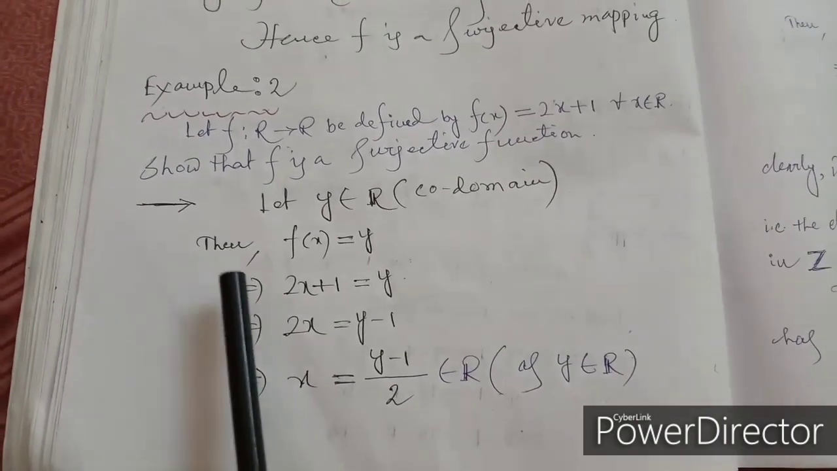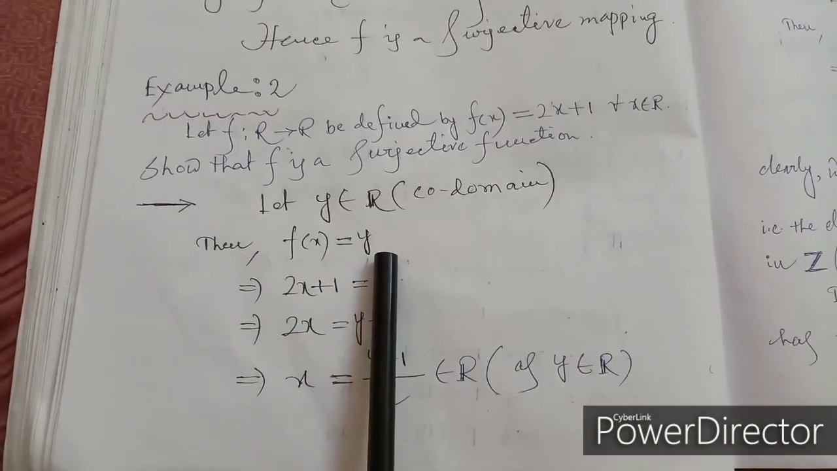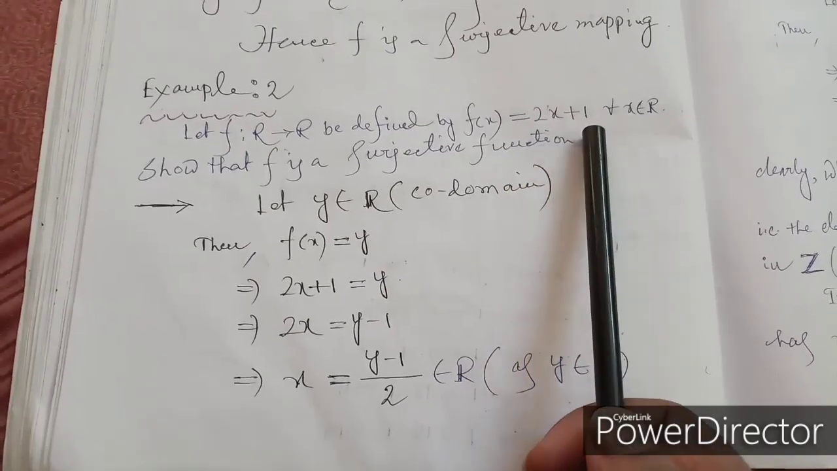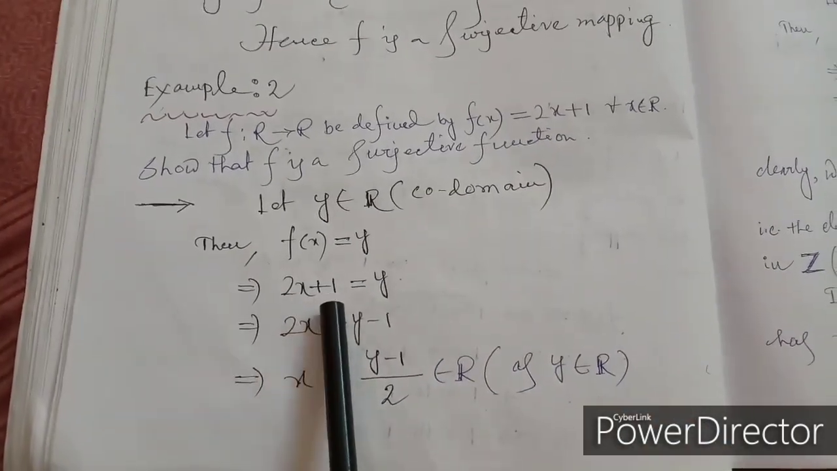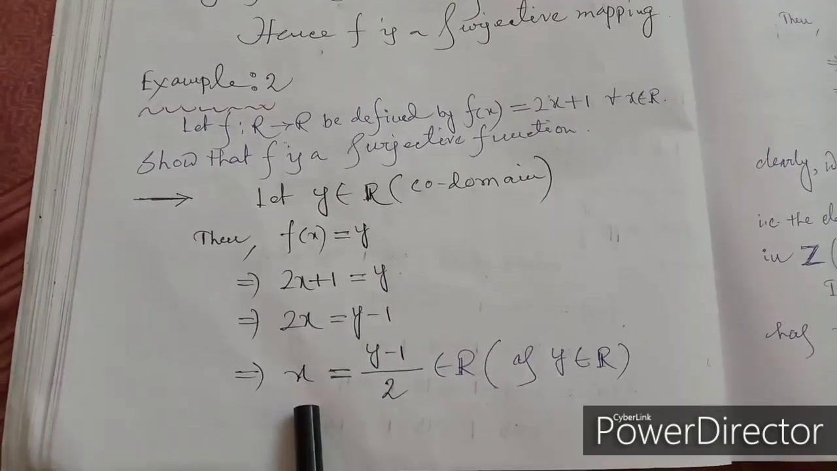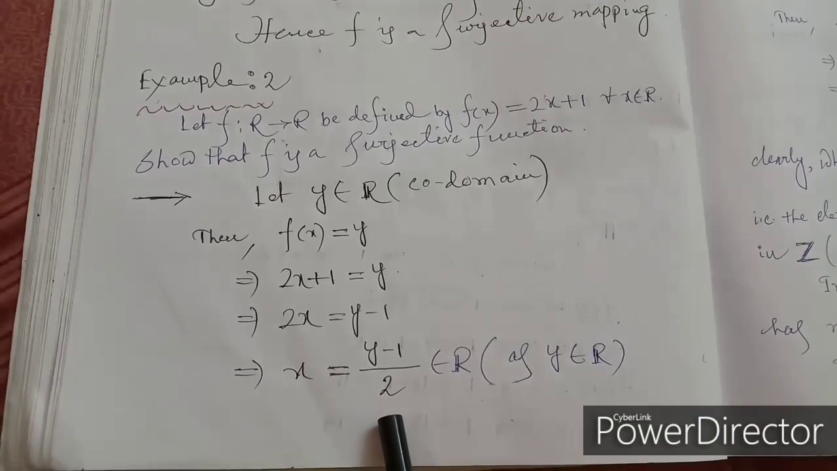So then f(x) equals y implies, what's the value of f(x)? 2x plus 1. Put it. So 2x plus 1 equal to y. So 2x equals y minus 1. So x equals (y minus 1) by 2.